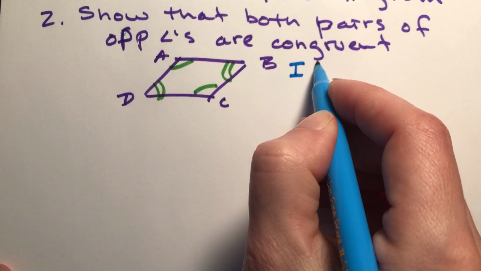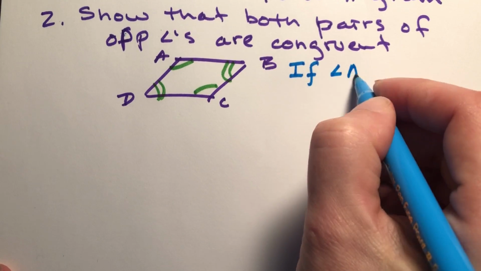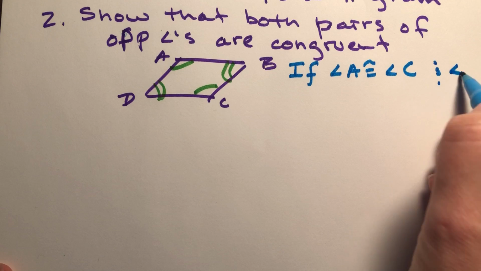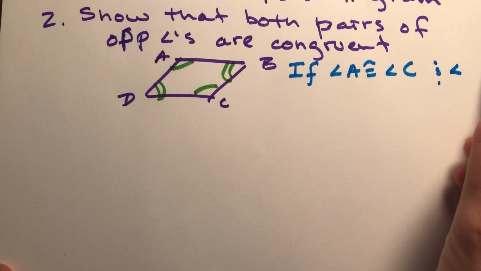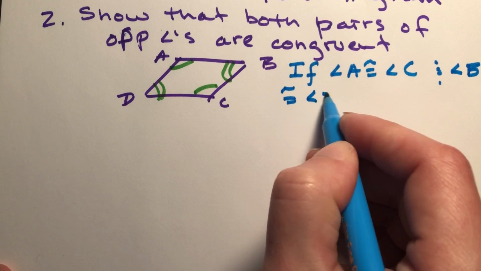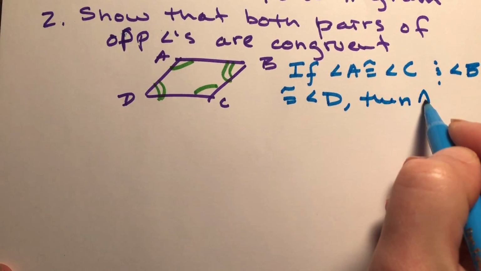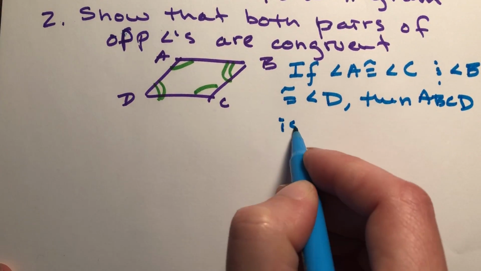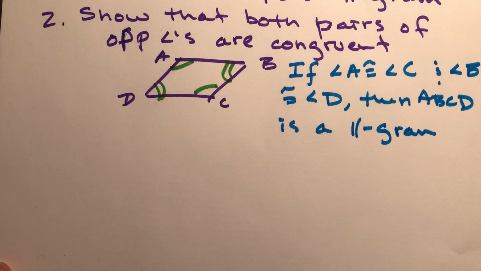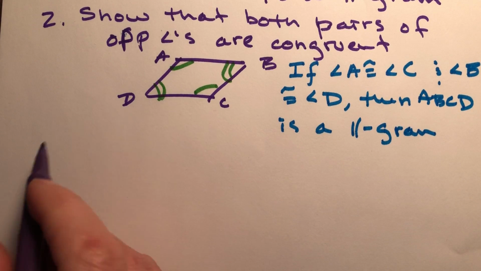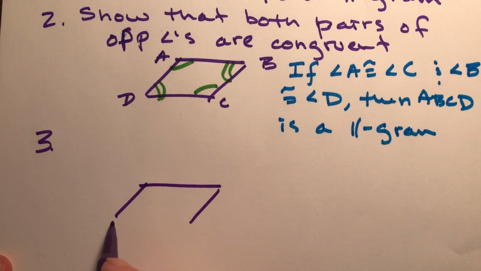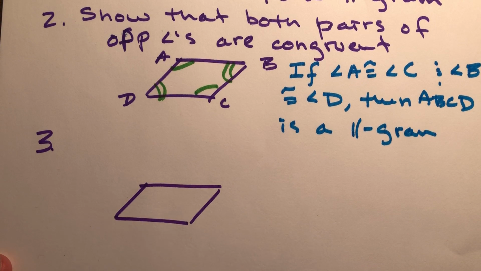So if angle A is congruent to angle C and angle B is congruent to angle D, then ABCD is a parallelogram. Next. Okay, we've done parallel sides, opposite angles congruent.